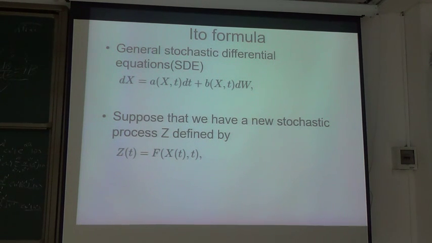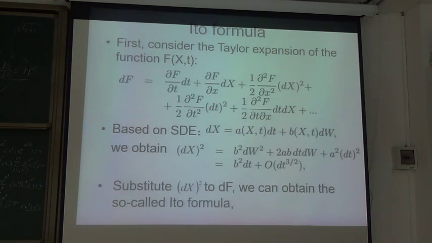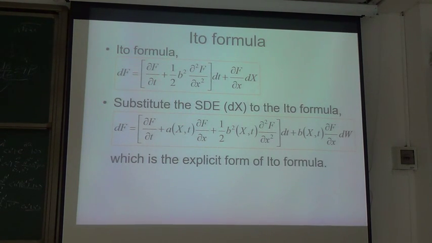So one of the applications of the Ito formula is to solve the geometric Brownian motion. We first suppose we have a new stochastic process J defined by a function of x_t, and consider the Taylor expansion of the function f(x_t), and substitute the stochastic differential equations into df. You obtain the so-called Ito formula. Substitute the SDE into the Ito formula, and you can obtain the explicit form of the Ito formula. Next, I will mention why we should obtain this Ito formula first.